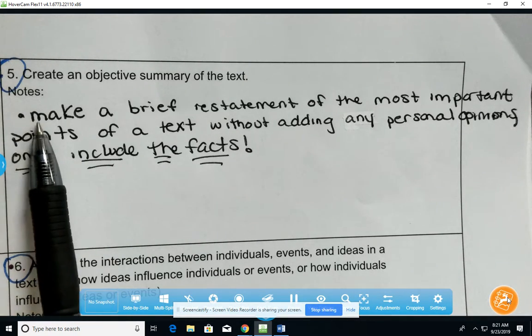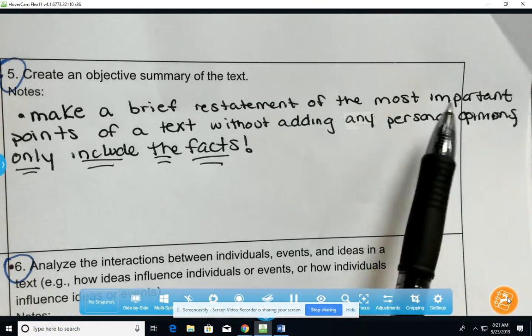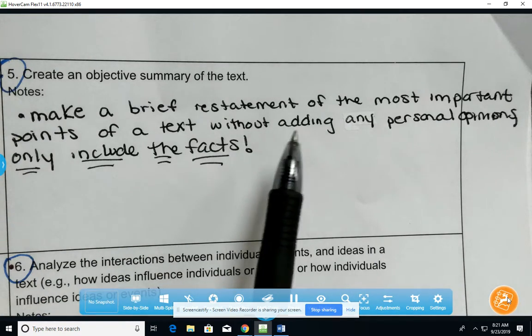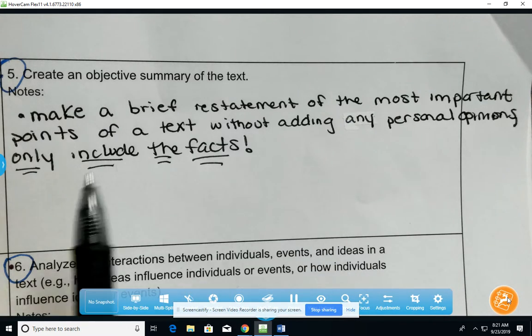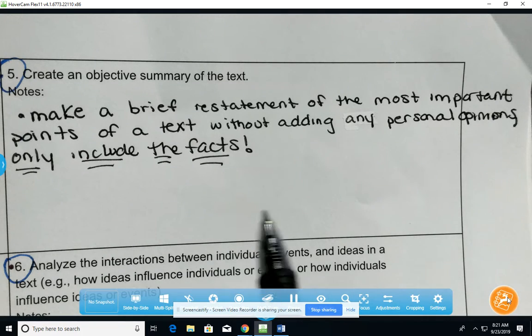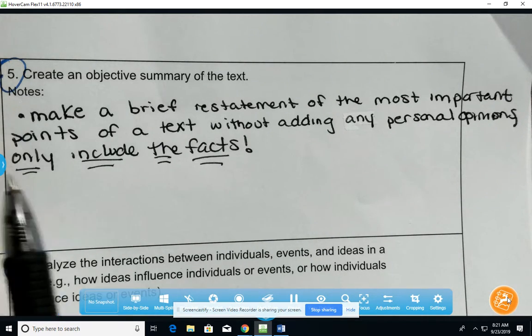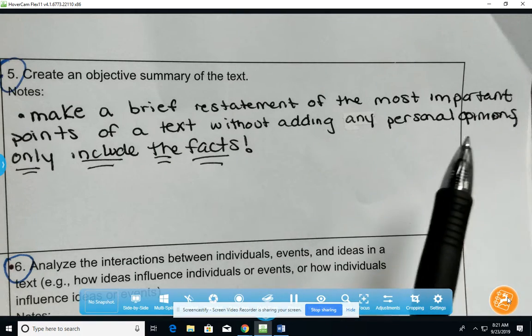Now this one, to put into our own words, would mean to make a brief restatement of the most important points of the text without adding any personal opinions. Only include the facts. In fact, a lot of people missed that question on the formative assessment because they picked a summary option that had personal opinions in it.